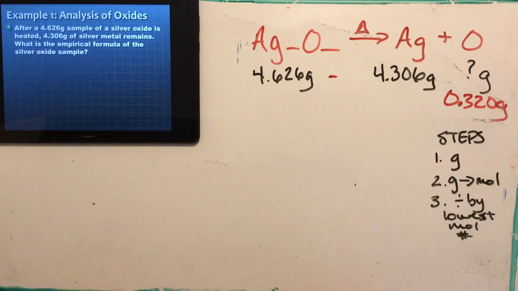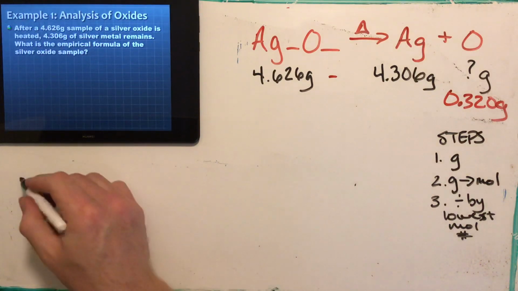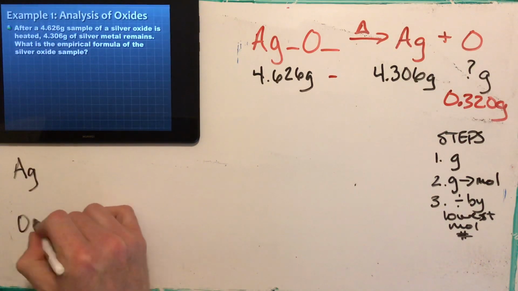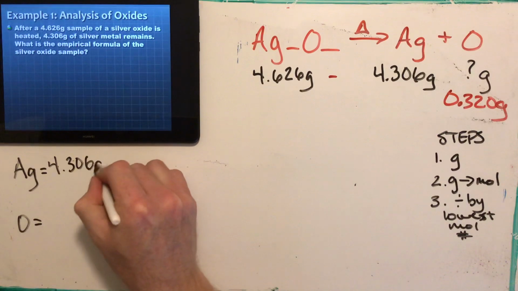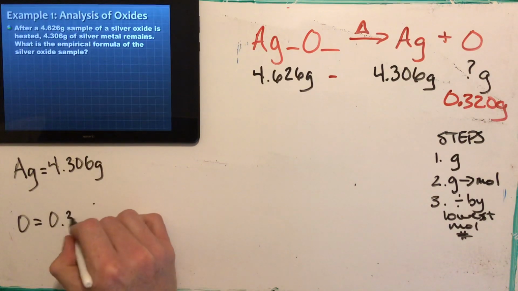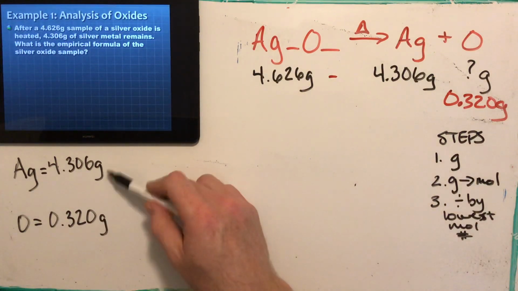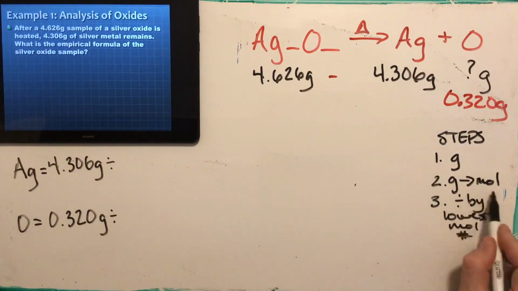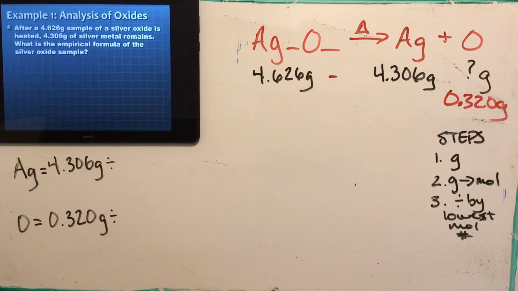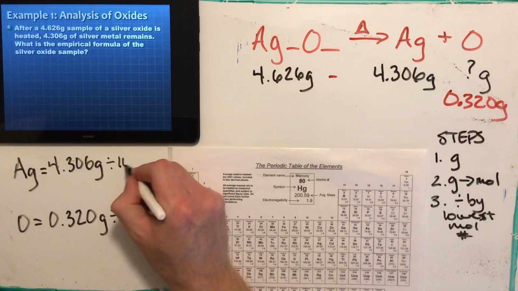Hopefully I've got enough space here where I can do it in the bottom area here, and I think I do. If we were in class and I had this on the board, I'd use this space here. So let's go ahead and put our two elements in, Ag and O. Ag is 4.306 grams. That was given in the question. The oxygen we figured out was this. So we've got step one done. We've got the grams of both of the elements. Now we're going to convert them into moles by dividing by the molar mass, which is on the periodic table. So if I look very quickly, silver is 107.87.